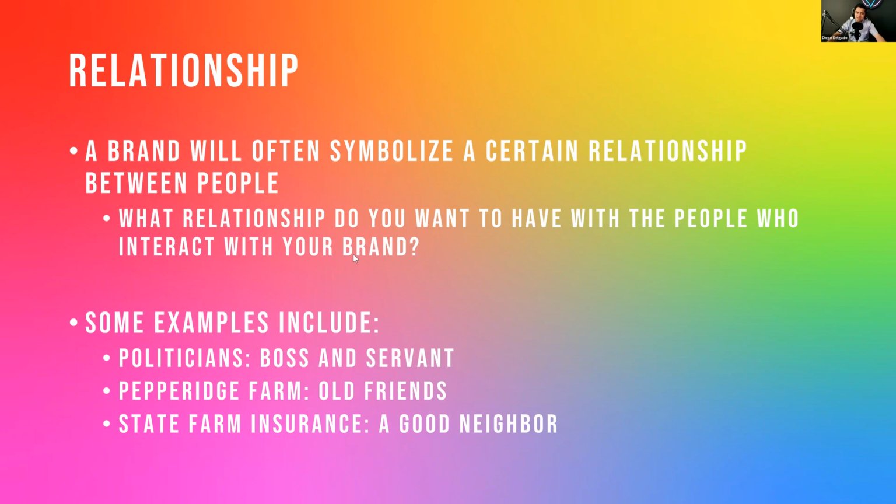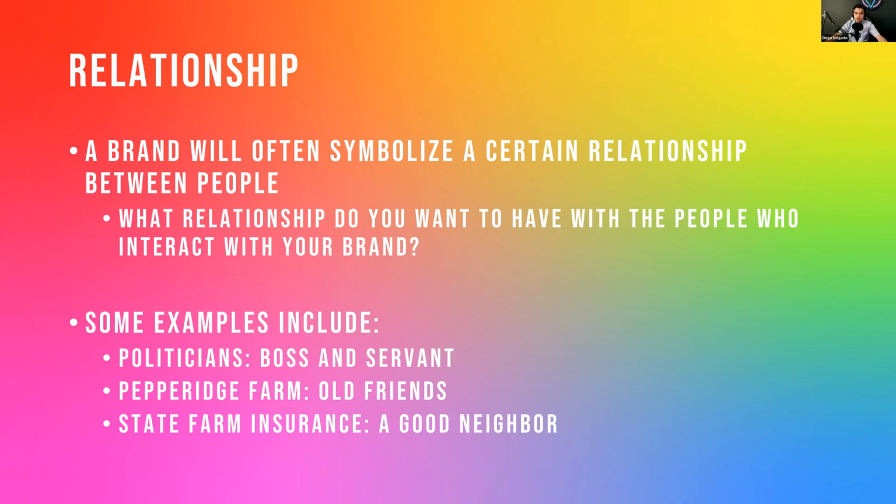Brands will often symbolize a certain kind of relationship between people or themselves and the people they serve. What relationship do you want to have with the people that your brand is interacting with? That's something to consider when you're thinking of how relationship applies to your brand. Some examples include politicians. A lot of times they portray a boss and servant kind of relationship. They try and make themselves sound like they are servants of the people, and they are there for you, and that's kind of the relationship that they try and give off.